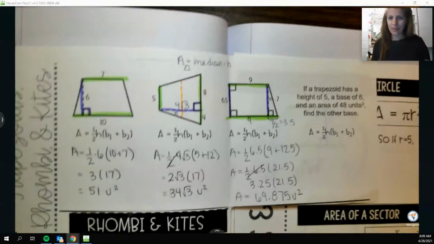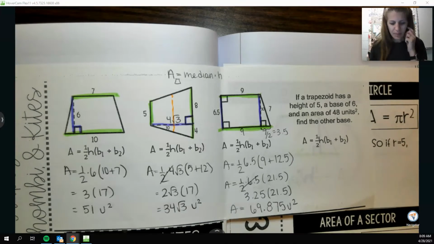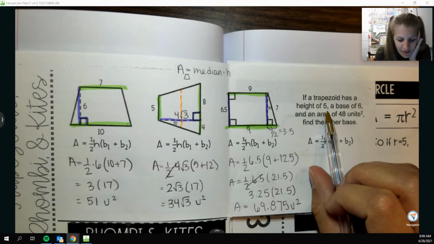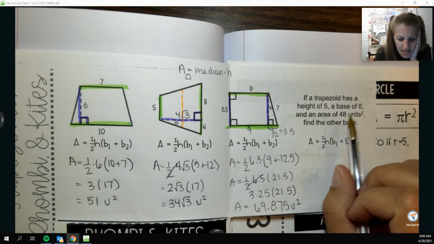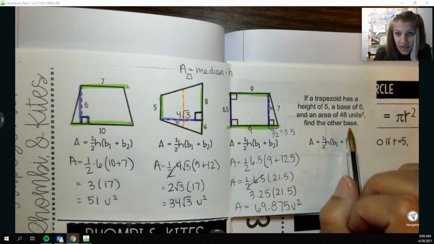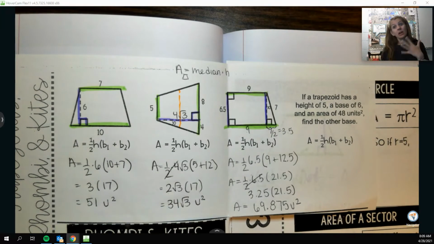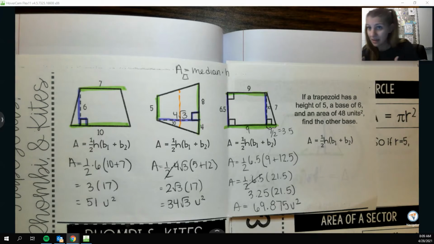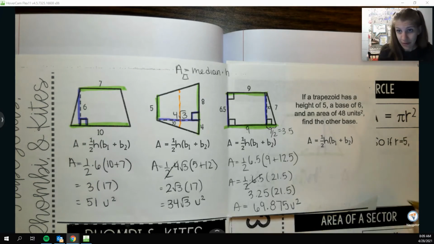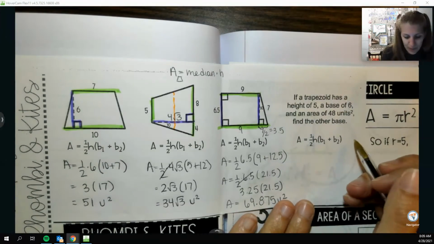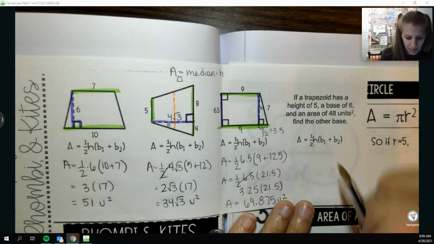Last one, a little bit Easter egg problem. If a trapezoid has a height of 5, a base of 6, and an area of 48 units squared, find the other base. So I always love backwards problems where they tell me the area and I have to find stuff. So we take our formula and we just plug in everything we know.